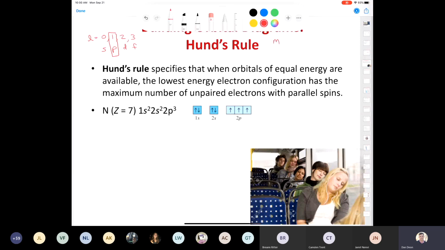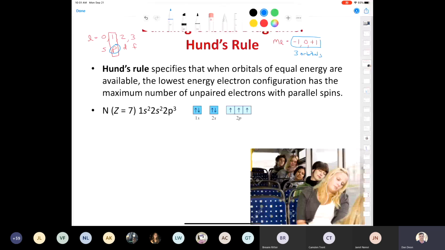What are my possible values of ml when I have L equal to 1, my angular momentum quantum number? I have -1, 0, and +1. And you remember from last Friday, I told you that the number of ml values you have means the number of orbitals that you have. So you have 3 orbitals for a p. Anyhow, so Hund's rule is this.